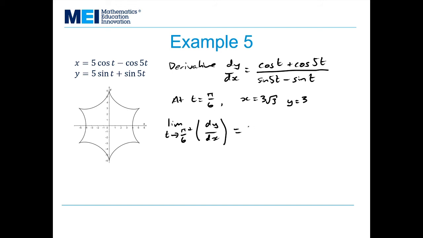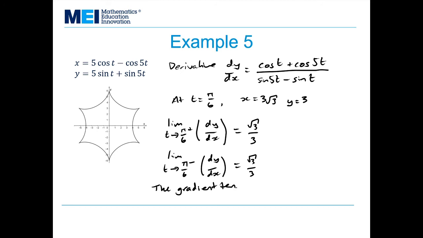My computer algebra system told me that was root 3 over 3. And then the limit as t approaches pi by 6 from below of my derivative dy by dx, my computer algebra system told me that was also root 3 over 3. So that shows me that at pi by 6, the gradient is tending to the same limit from above and from below. So my point 3 root 3, 3 is a cusp.